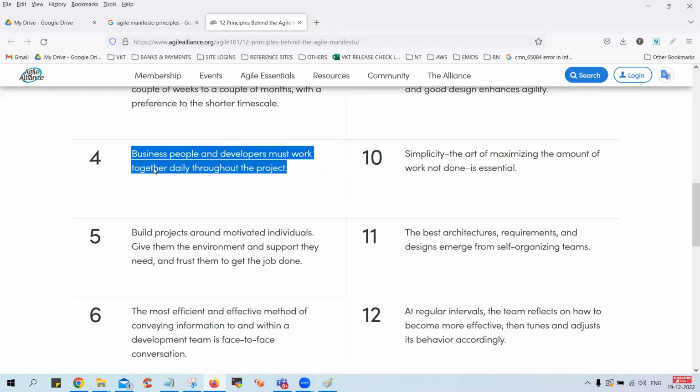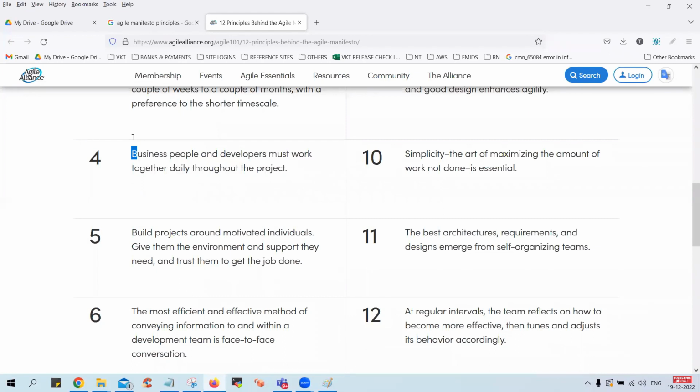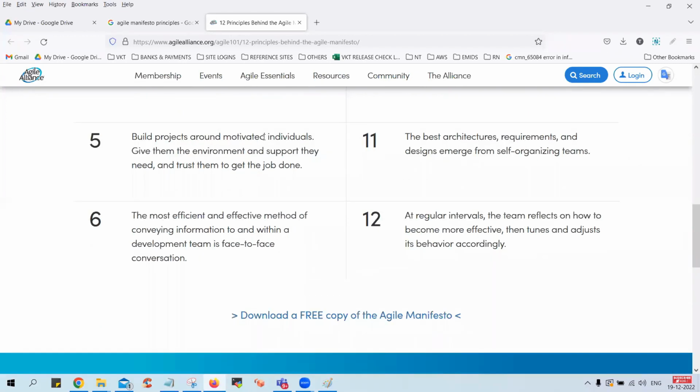Okay. The next one: build projects around motivated individuals and give them the environment and support they need, and trust them to get the job done. Does this point also make sense?